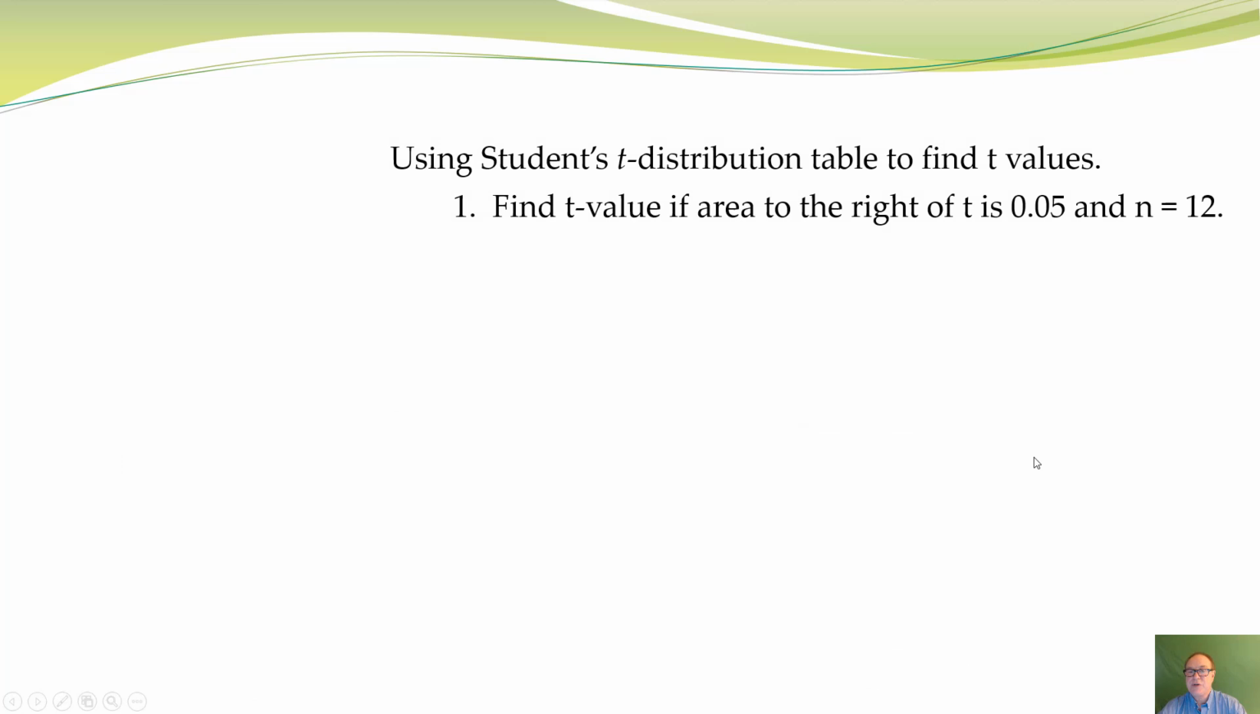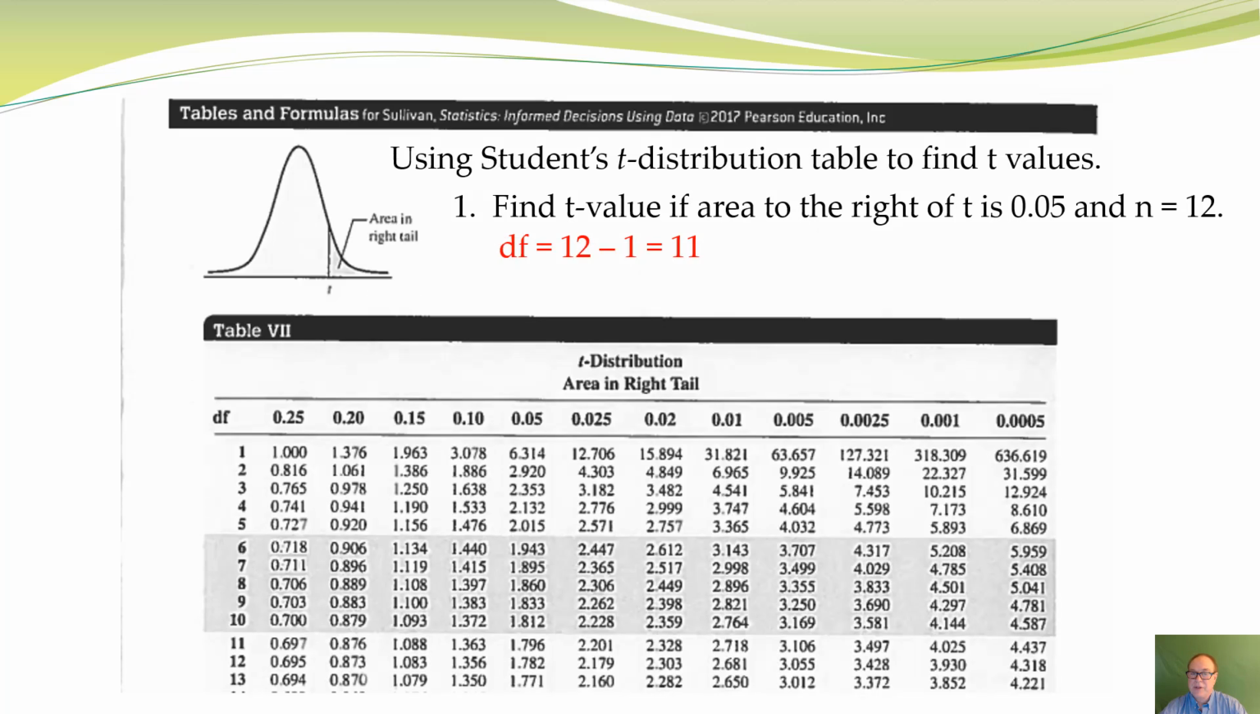Using the student's t-distribution table to find t-values. Find the t-value if the area to the right of t is 0.05 and n equals 12. First, degrees of freedom would be 12 minus 1, which equals 11. Now we go to the table. The first thing we want to do is find the area in the right tail. The area in the right tail is 0.05, so I find 0.05 across the top. Degrees of freedom is 11.